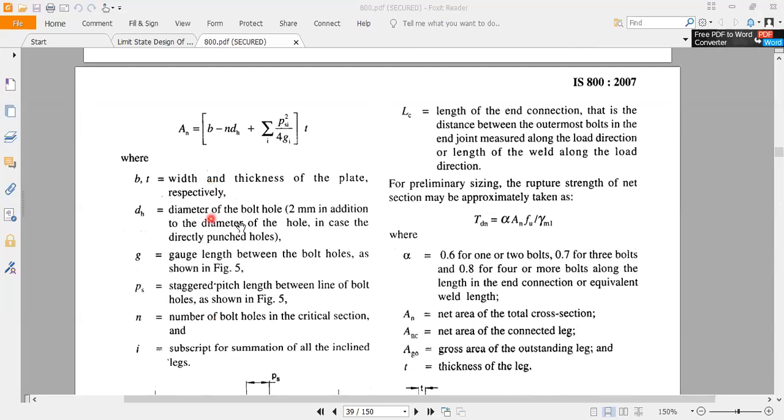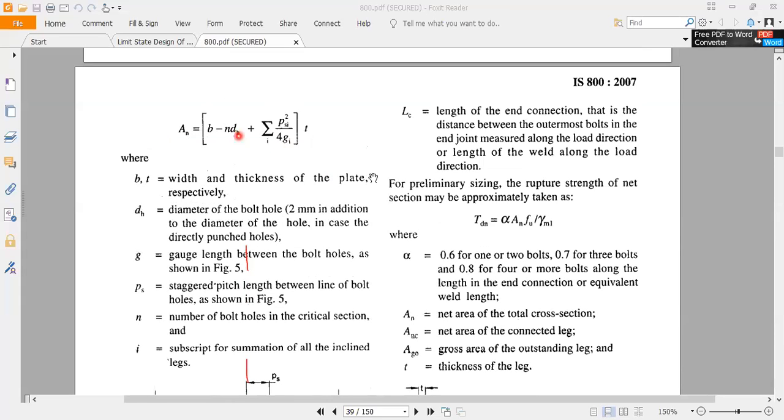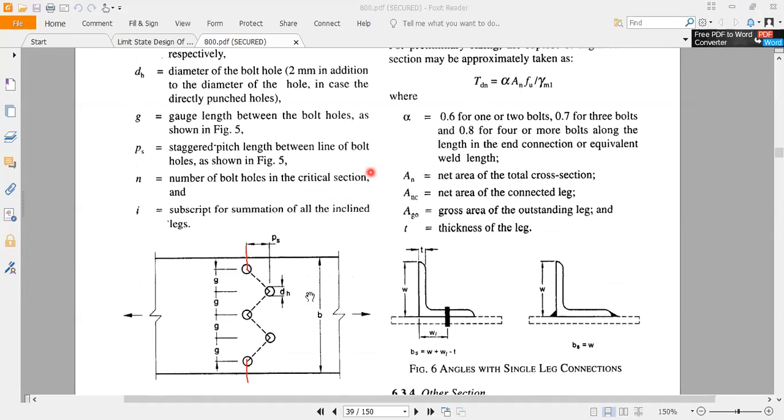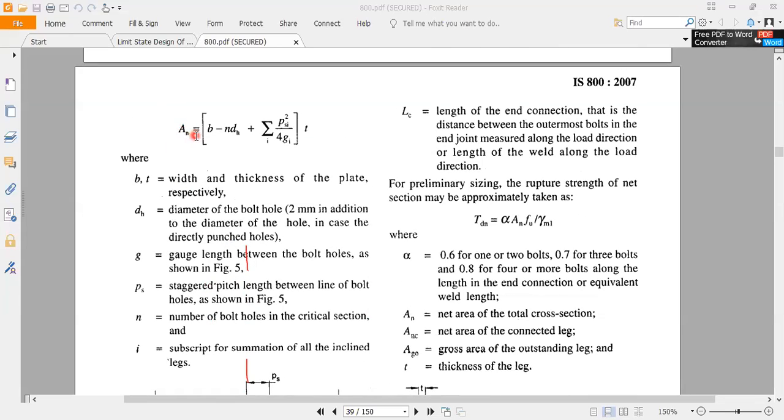So when you assume the line of rupture in this direction, that is shown by the dotted line here, then what will be the net area? If you understand this, then you will understand the other assumptions also. Based on this assumption we will find the net area. Now you see, net area is equal to (b minus ...) and then t.